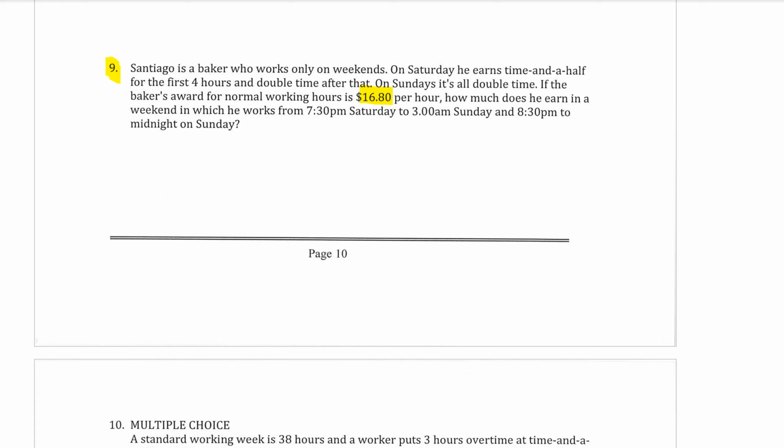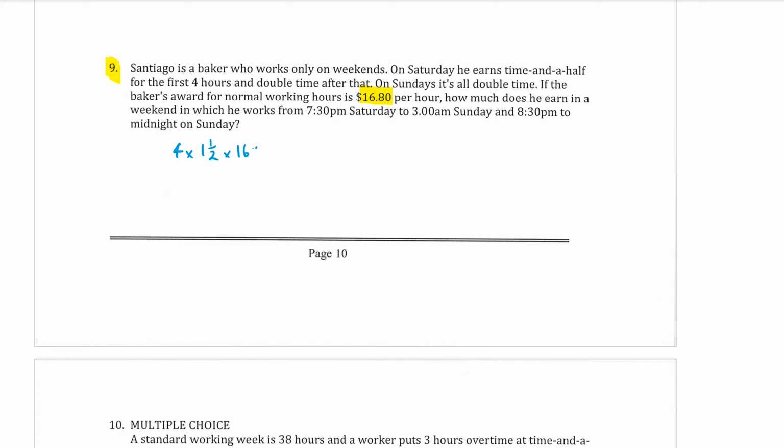Okay, so on Saturdays he earns time and a half for the first 4 hours. So on Saturday he works from 7:30 p.m. So 7:30, 8:30, 9:30, 10:30, 11:30. Going to 11:30 would be his 4 hours. And he's still working then. So he's going to get 4 hours at time and a half times by his hourly rate of pay, which is $16.80.